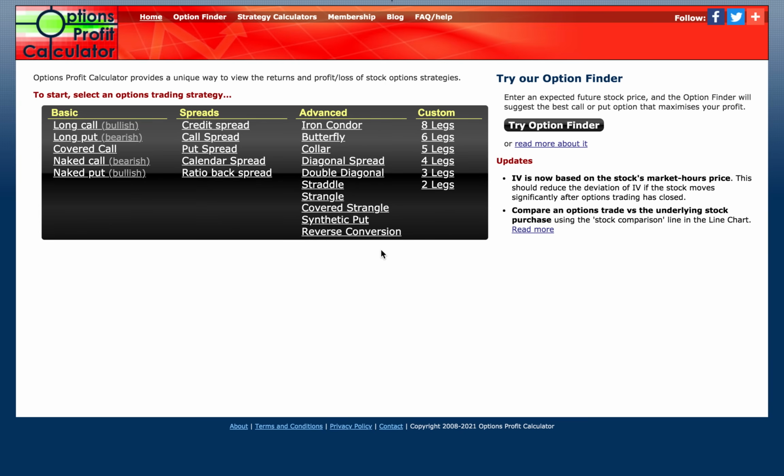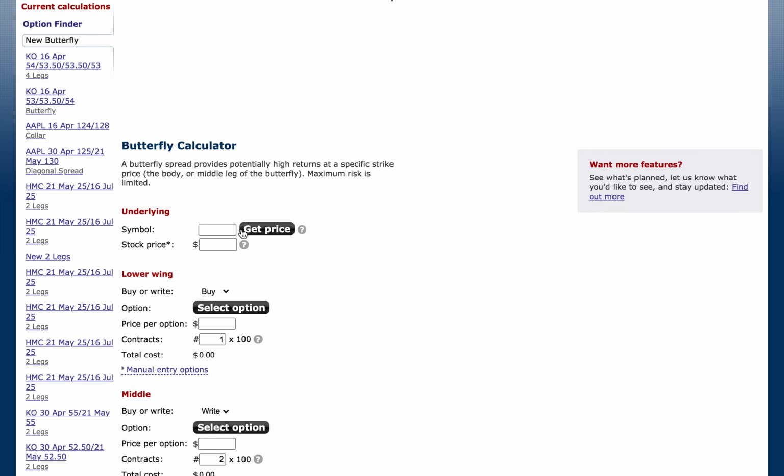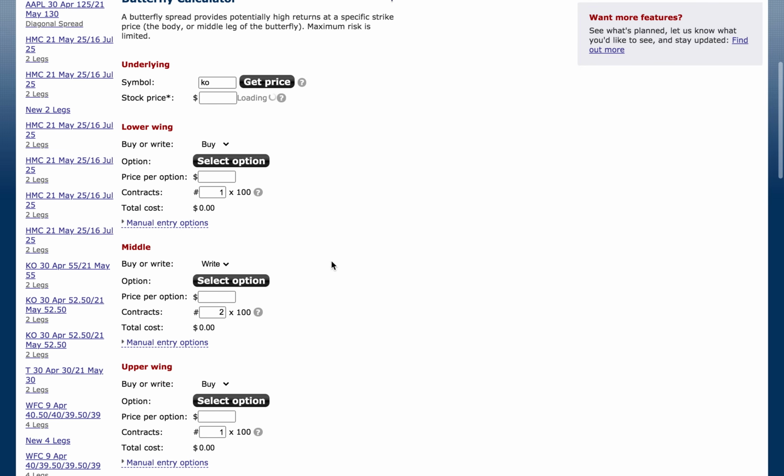But with that being said, let's actually go ahead and take a look at how this trade looks like. So let's go over to the options profit calculator. And if you go under advanced section here, they actually have one for this. So the butterfly spread here. And again, this is the long call butterfly spread. And so what we do here is we enter the ticker symbol. So KO, Coca-Cola, we can click on get price. So we can get the price here. And as you can see, we're buying an option, we're selling, writing 2 contracts, and then we're buying 1 contract here.